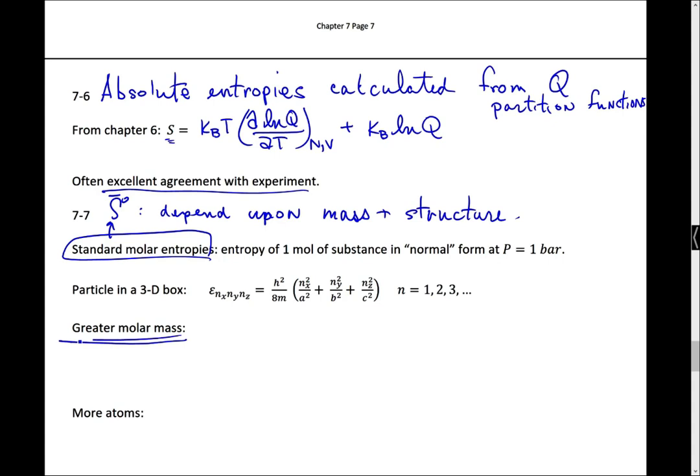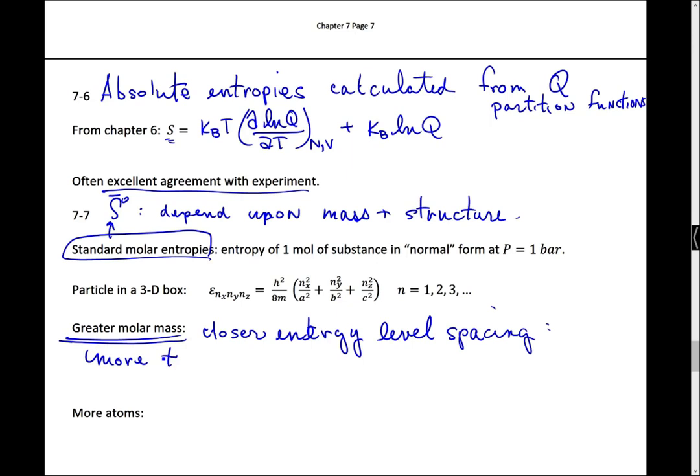So if I think about the mass portion of this, I go back to our energy levels for translation. So we see that mass is in the denominator. And what we've seen is that when we increase the mass, the energy level spacing is closer. Greater molar mass, closer energy level spacing. And that basically means that our particles have more energy levels that are available to them at a given temperature. Right? So more translational states available.